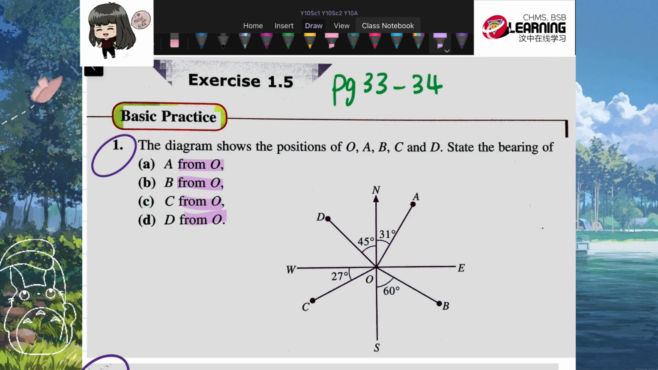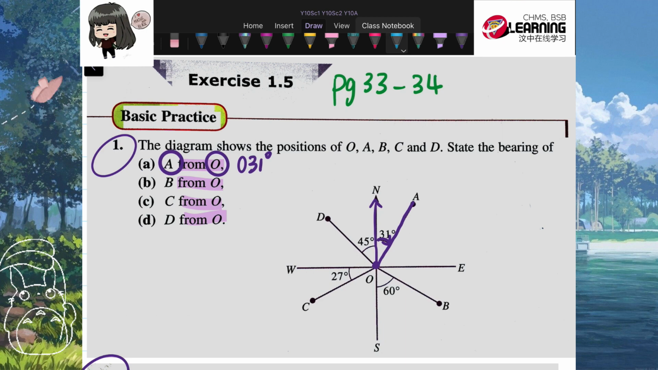Everything is from O. So your O is here. You form a north and then see what they want. So you need to draw a connecting line, AO. So AO is here. So this angle is obviously 31. So this is 031 degrees. Okay, don't forget the 0 in front.